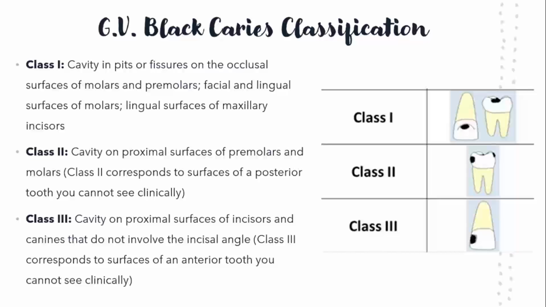Class 3, cavity on proximal surfaces of incisors and canines that do not involve the incisal angle. Class 3 corresponds to surfaces of an anterior tooth you cannot see clinically.